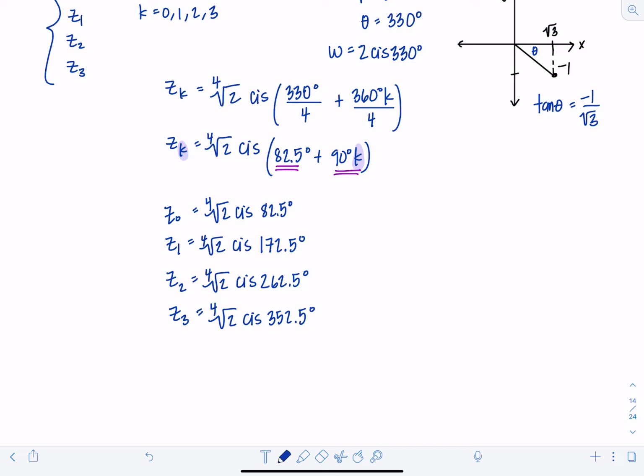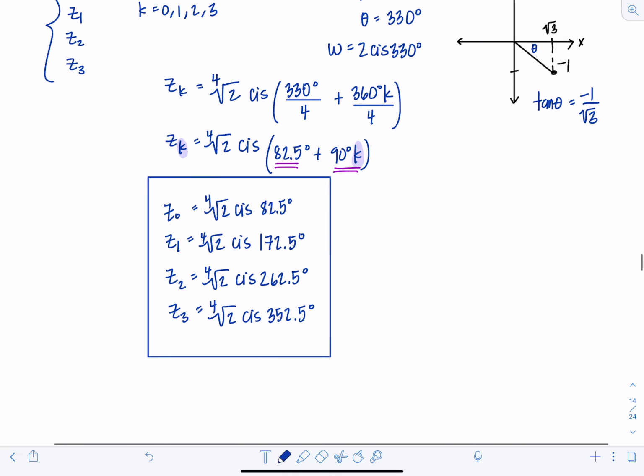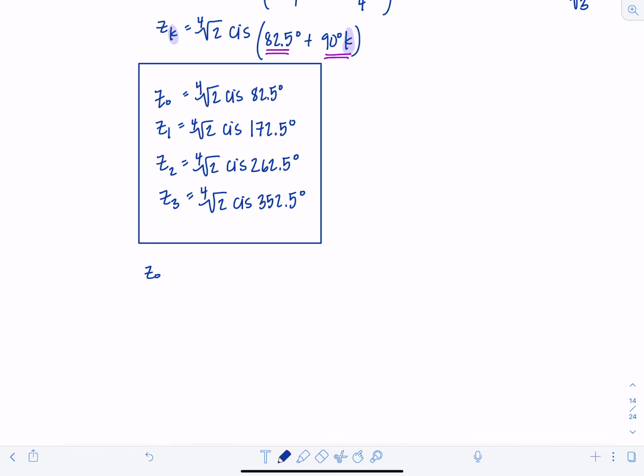If you get carried away and you do too many, you're going to go out of bounds. You're going to go over 360. So here's all the 4th roots. What does it mean? Well, any of these numbers, so z0, if I raised it to the 4th, would give me the same thing as z1 raised to the fourth, which would give me the same thing as z2 raised to the fourth, or z3 raised to the fourth. And what would I get? I would get back w, root 3 minus i. Okay, good.